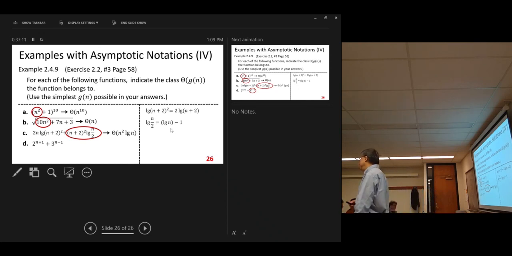Base 3, much larger, although the exponent is slightly smaller, just by a constant. So this one is more dominant. Can you see why this is more dominant? So that's why our big theta class is big theta of 3 to the nth power.